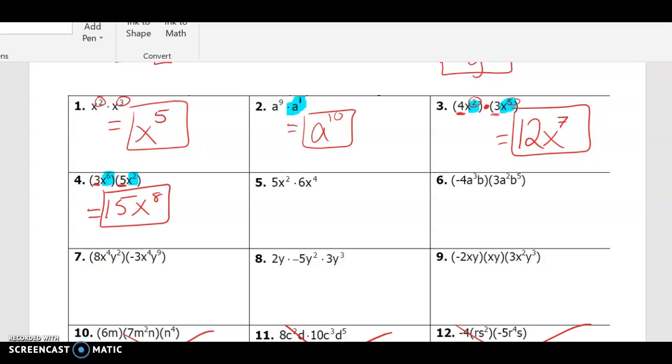All right, let's do one more like that. So again, I have my numbers out in front. So I want to multiply 5 times 6. That gives me 30. But then I want to add my exponents. So I have 2 plus 4, x to the 6th.